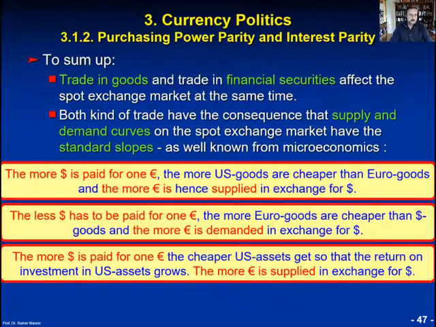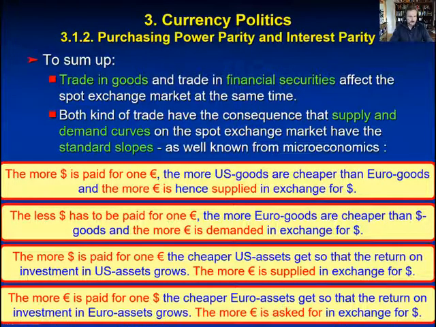The more dollar is paid for 1 euro, the cheaper US assets get, so that the return on investment in US assets grows. Hence, the more euro is supplied in exchange for dollar. The more euro is paid for $1, the cheaper euro assets get, so that the return on investment in euro assets grows, and hence the more euro is asked for in exchange for dollar.